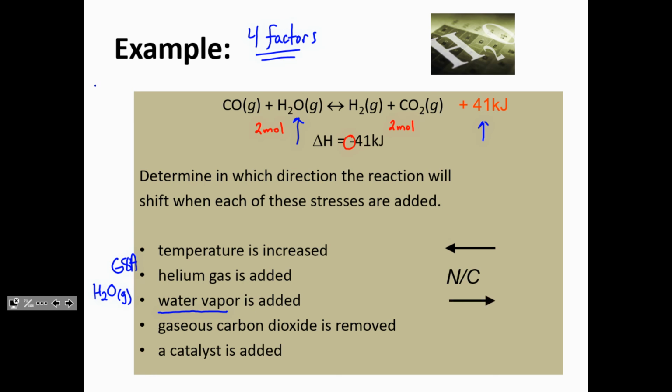Gaseous carbon dioxide is removed. Now that's carbon dioxide, so we're talking about this product. If we remove this, equilibrium is going to have to shift to the right to make up for the loss of concentration there. And if a catalyst is added, there will always be no change for the equilibrium.